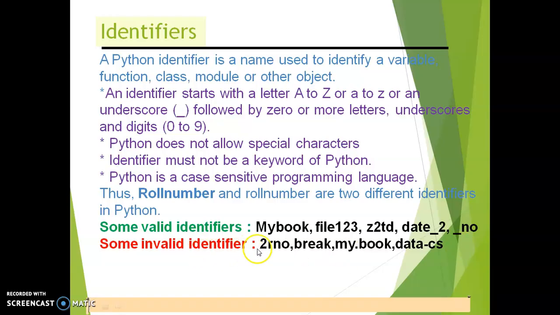And some invalid ones: 2_number, because it starts with a number. break is a reserved word. my.book, here the dot or period operator is not allowed, only underscore can be used. data-cs, dash is not allowed, only underscore can be used.